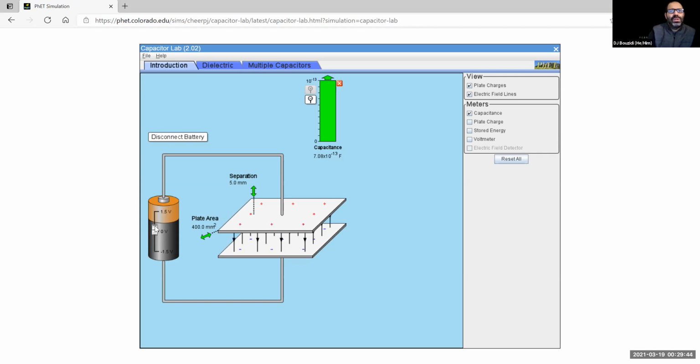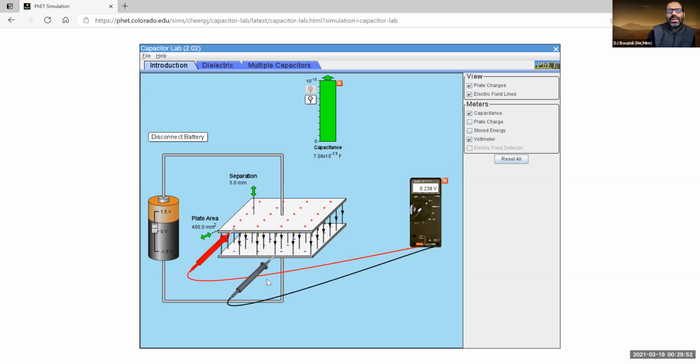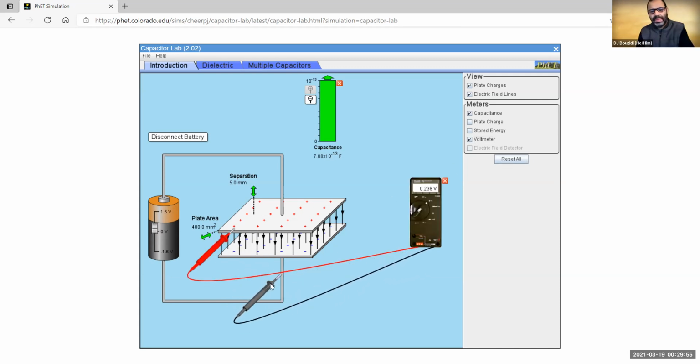If I start putting charges on this one, I can put a small amount of charge. How much voltage do I have in here right now? I don't know, so I need to bring a voltmeter in here. So here is my voltmeter. This is the COM port. Every voltmeter has a COM port in it, just like this one. This is where the COM port goes, and this is where the voltage goes.